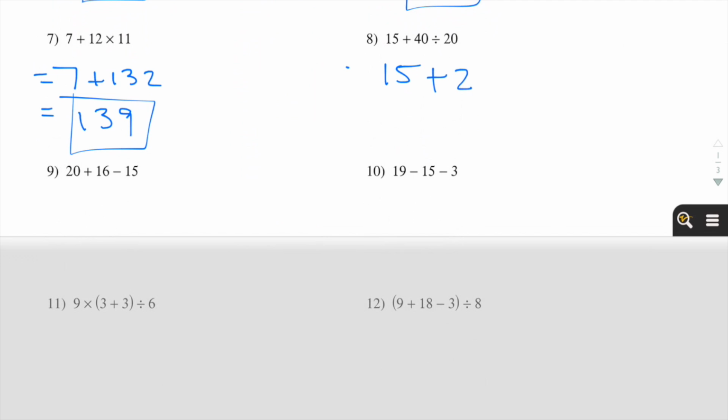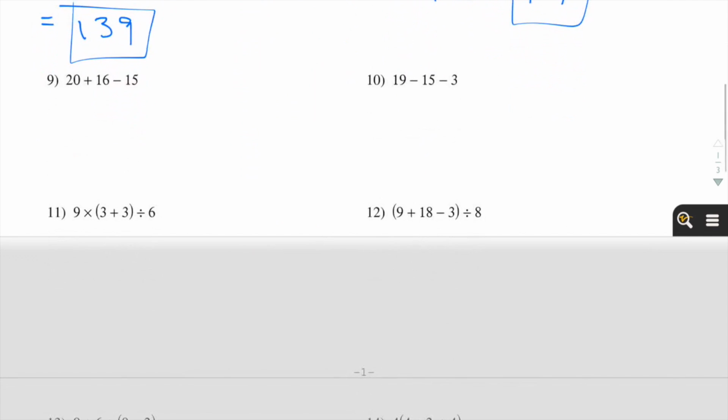When we add those up, we end up getting 17. Number 9. 20 plus 16 minus 15.